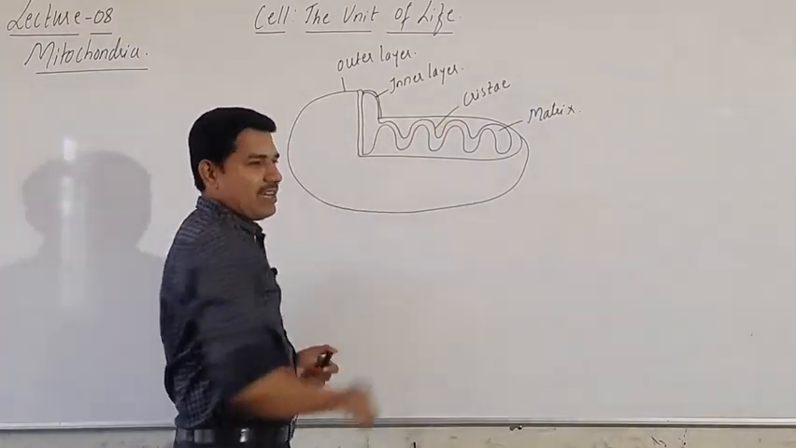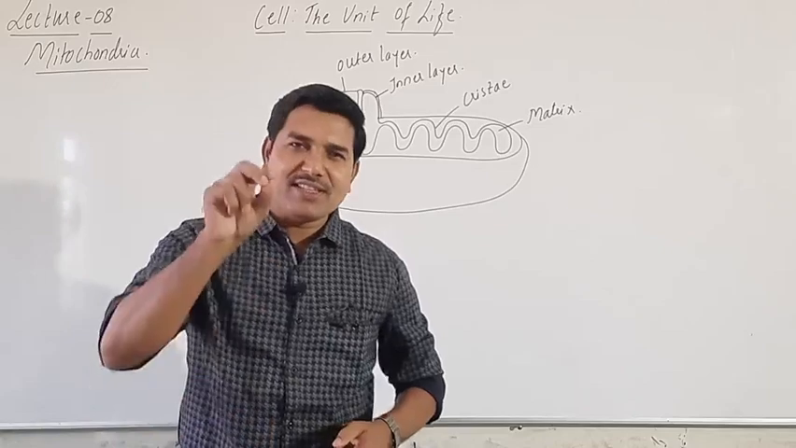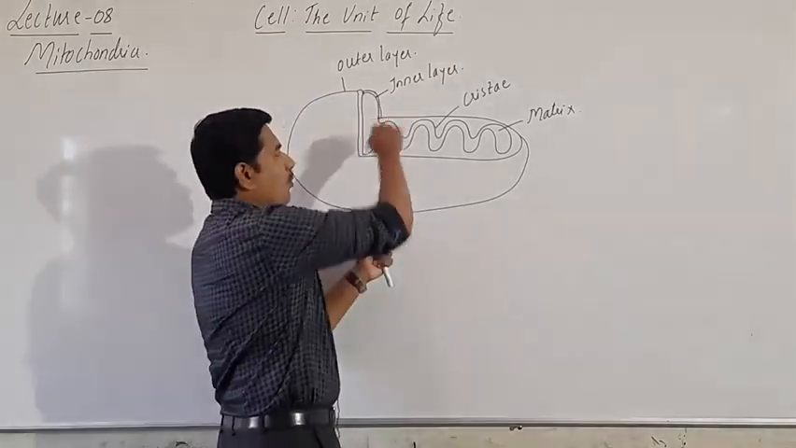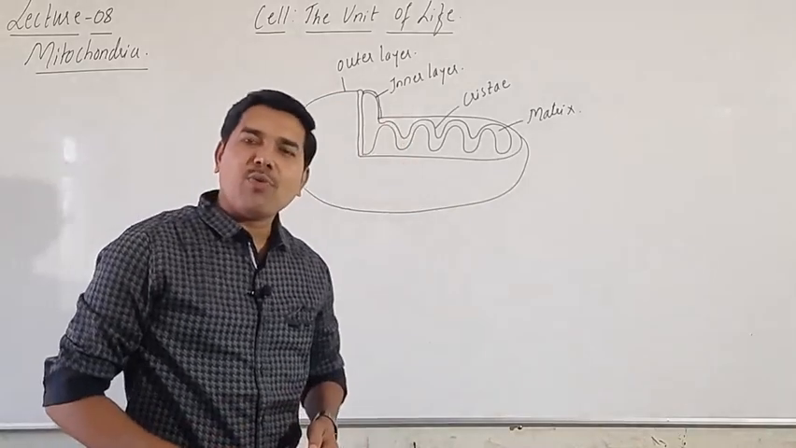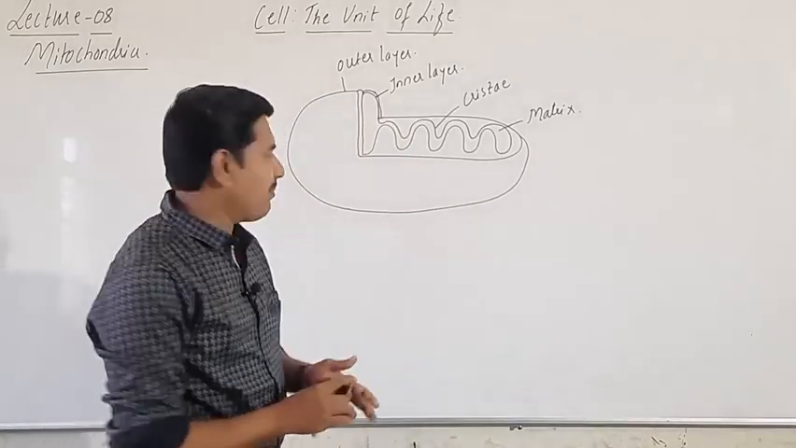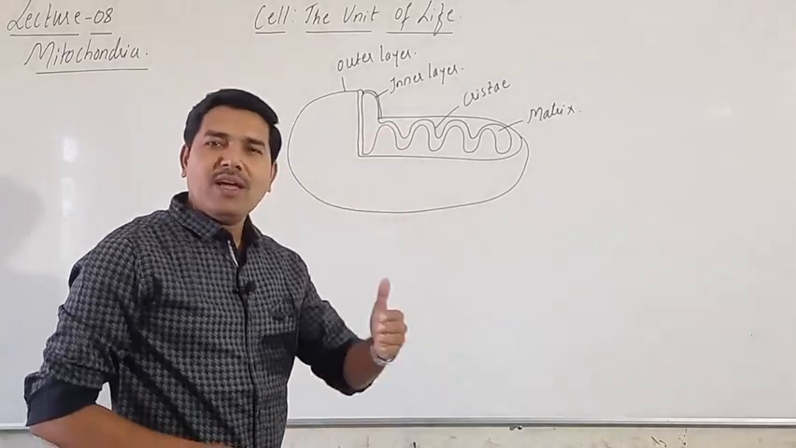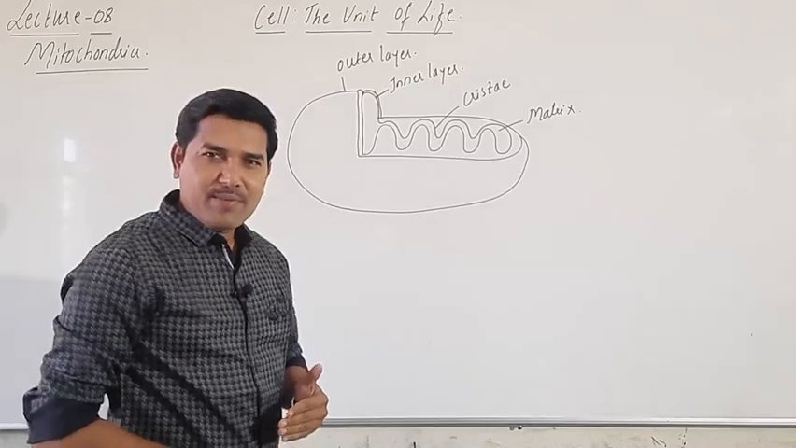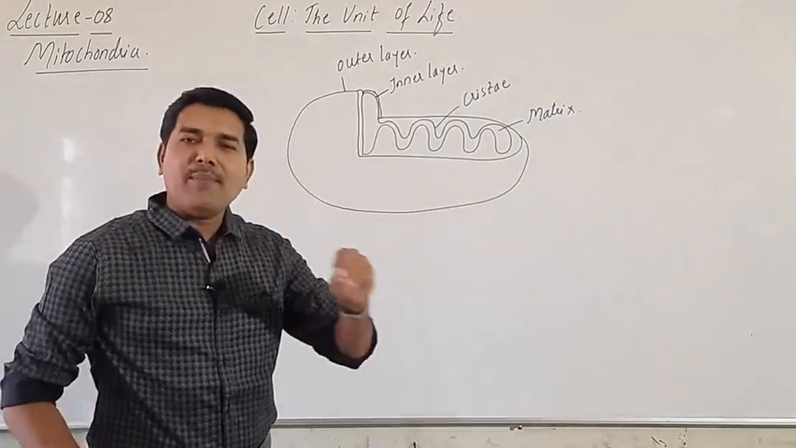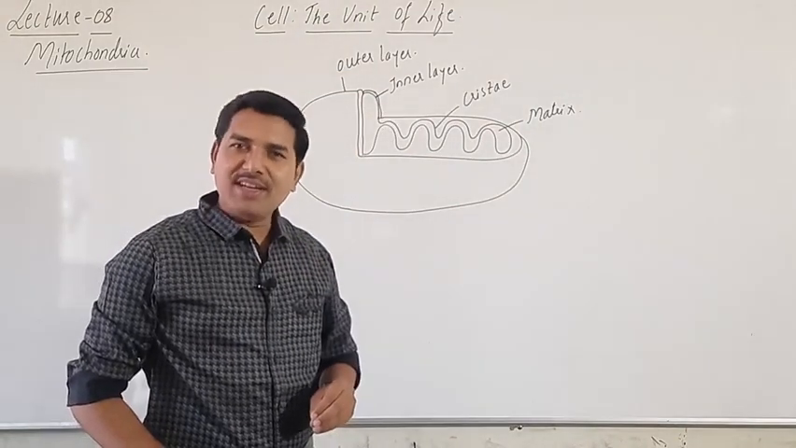It might be cylindrical also. Then what will be its size? In terms of its width, it might be around 0.4 micrometer to 1 micrometer in diameter. And the length might be around 1 micrometer to 4.1 micrometer.